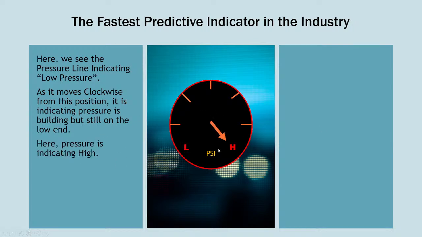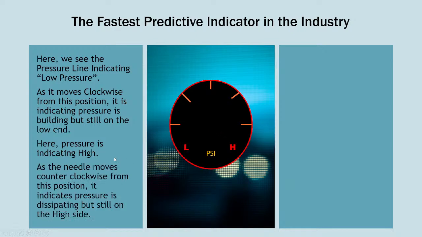Here, pressure is indicating high, right? Because it's pointing to the H. Now, as the needle moves counterclockwise from this position, it indicates pressure is dissipating, but still on the high side, right? So as it moves off of this and starts going the other way, then it's dissipating. It has less pressure, right? But it's still on the high side, so there's still some pressure on that end.